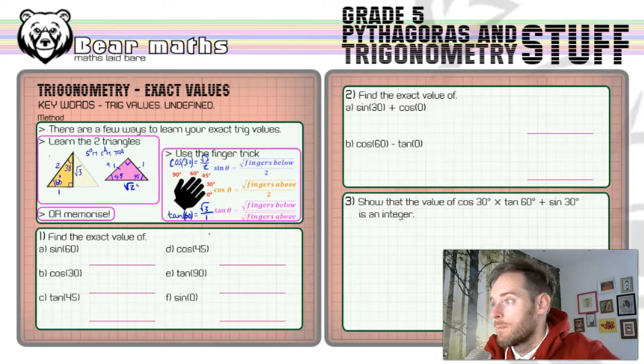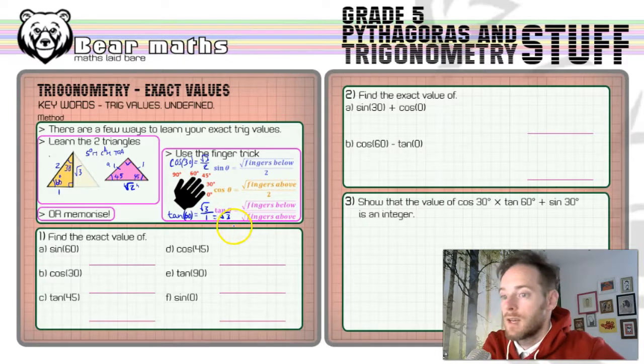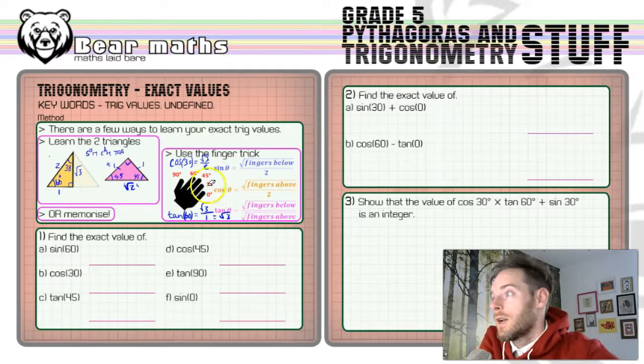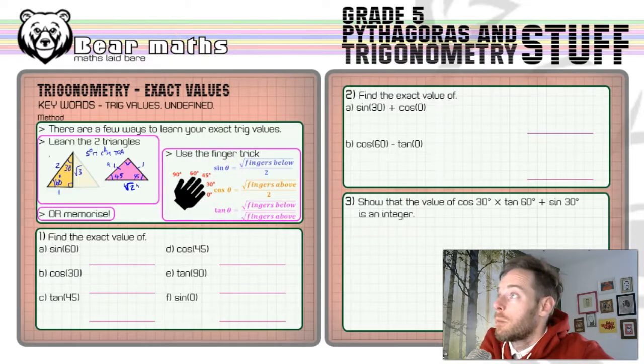Okay, so root 3 over 1, which is just easily written as root 3, because anything over 1 is just itself, isn't it? So there you go, tan of 60 is root 3. Have a play around with it. All right, I think that's a nicer, easier way to get your trig values pretty quickly.